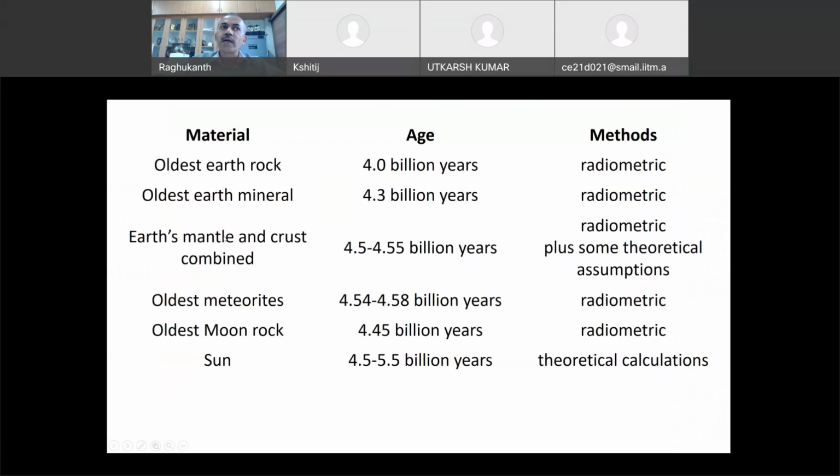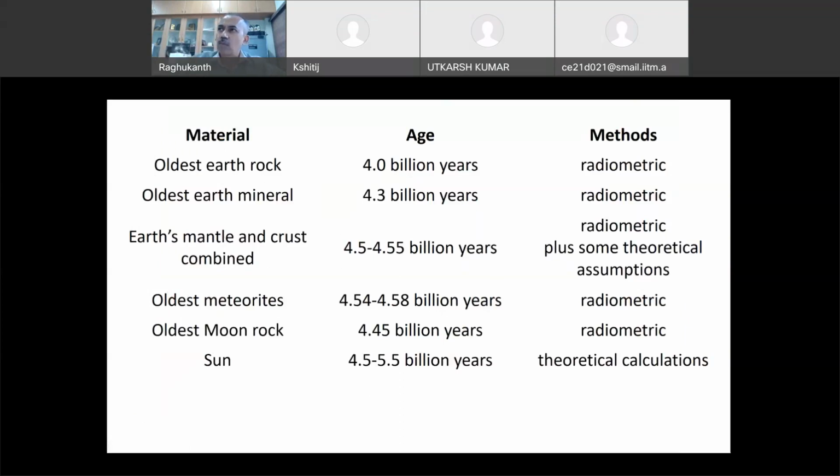Then Earth's mantle and crust, people have done some measurements. Our Earth is also like a nuclear reactor. They say 4.5 to 4.55 billion years. And the oldest meteorites' age is also around this. The oldest moon rock, because the Apollo astronauts went and brought back rocks, which were dated, their age is also 4.45 billion years. And the Sun's age also, some theoretical calculations are there.